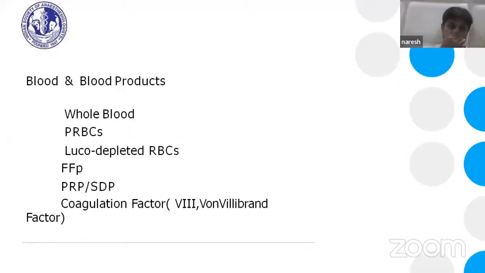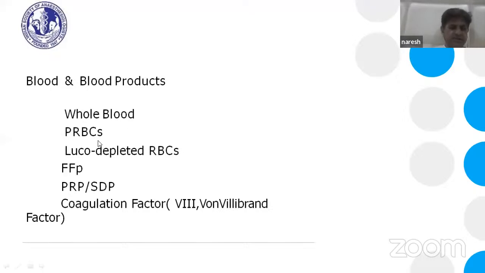Now, blood and blood products. We have whole blood, there are so many options. We have PRBCs, packed cells. We have leukodepleted RBCs, fresh frozen plasma, PRP, SDPs, and coagulation factors. Whole blood is nowadays rarely used, because it increases the plasma volume and causes unnecessary transfusion of other components like WBCs, platelets, and calcium. It causes more allergic reactions and is not very well tolerated by the patient.